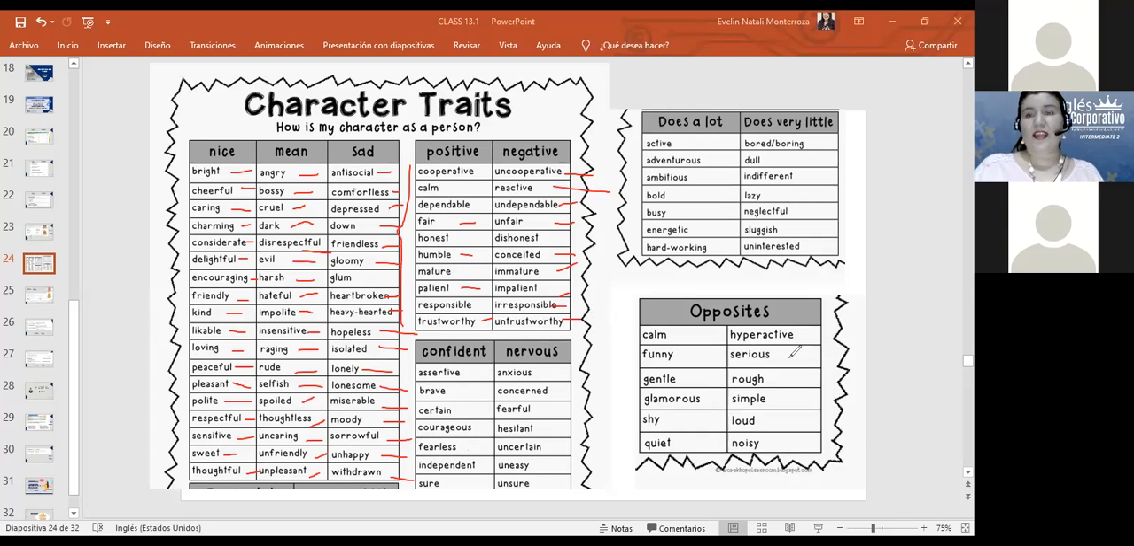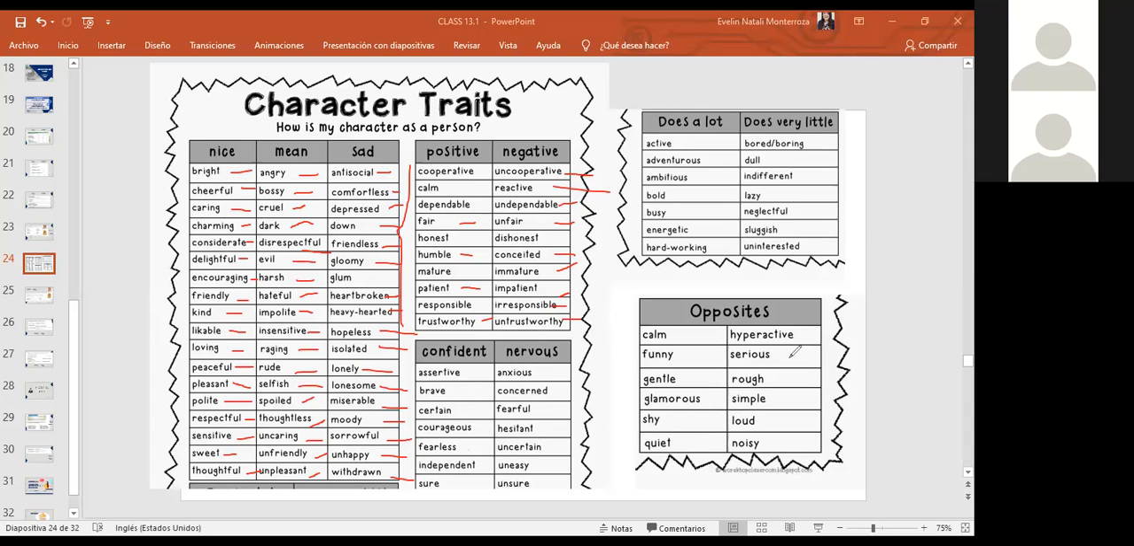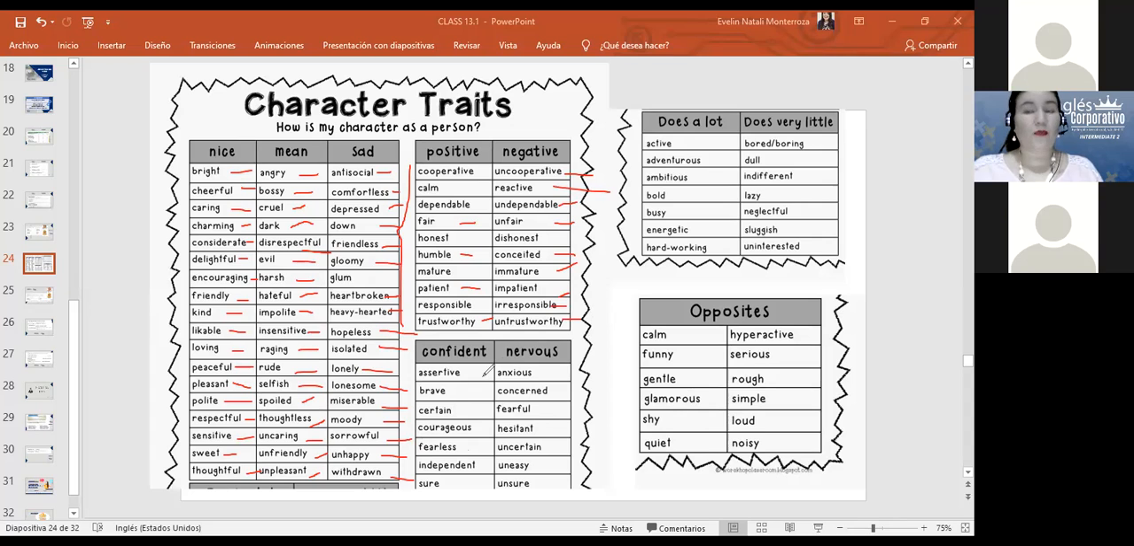And the next ones that we have here are, for example, assertive, que es muy al punto, right? Asertivo, muy ordenado. Brave, valiente. Certain, que tiene las palabras justas. Courageous, bravo, valiente. Fearless, sin miedo, independent, and sure about himself. And then you have the contrary: anxious, concerned, afligido, right? Fearful, lleno de miedo. Hesitant. Sí, hagámoslo. No, mejor no. Mejor sí. And you doubt a lot, right? That's hesitant.